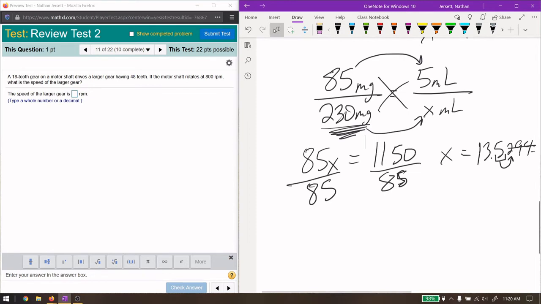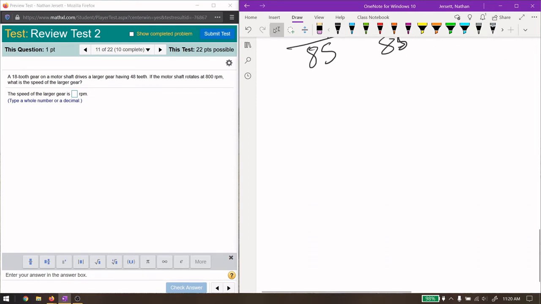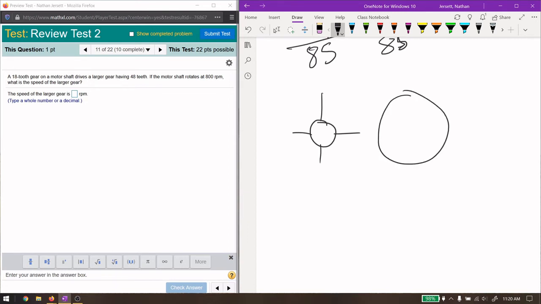Like this case here. An 18 tooth gear, I can use kind of a simpler example. Let's say we have four teeth on a gear. Let's say this larger gear has, let's say 12. 1, 2, nope. We could say 16. That'd be a little bit easier for me to draw.